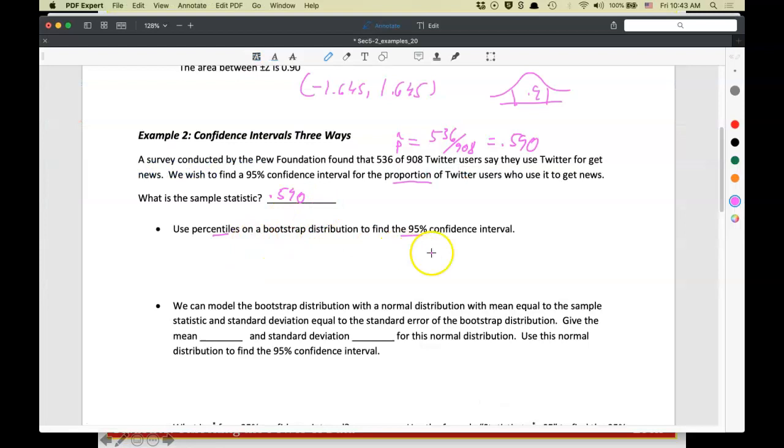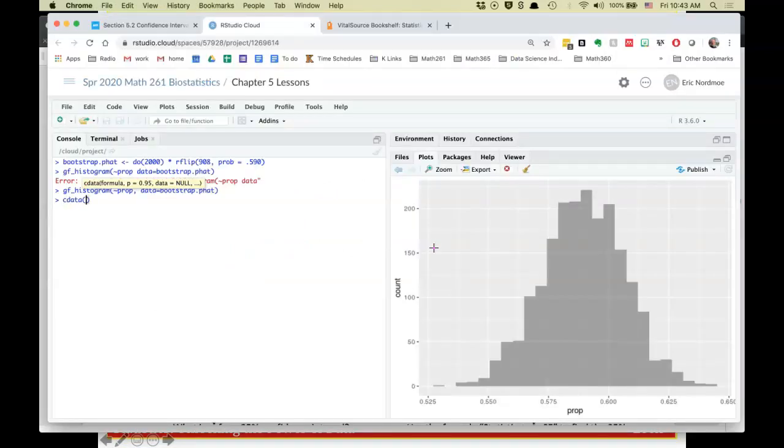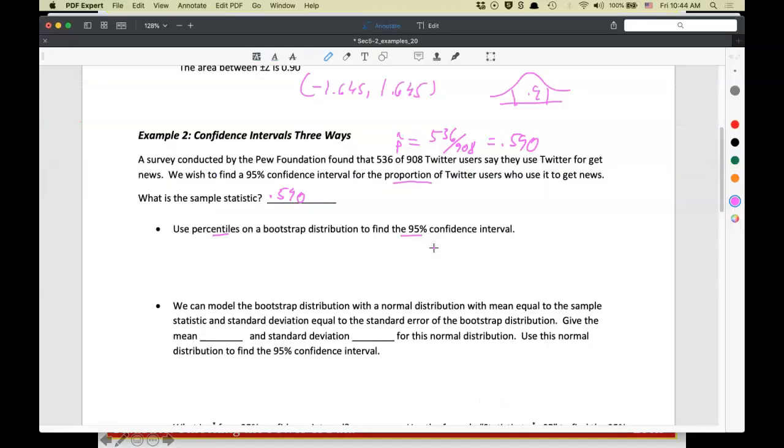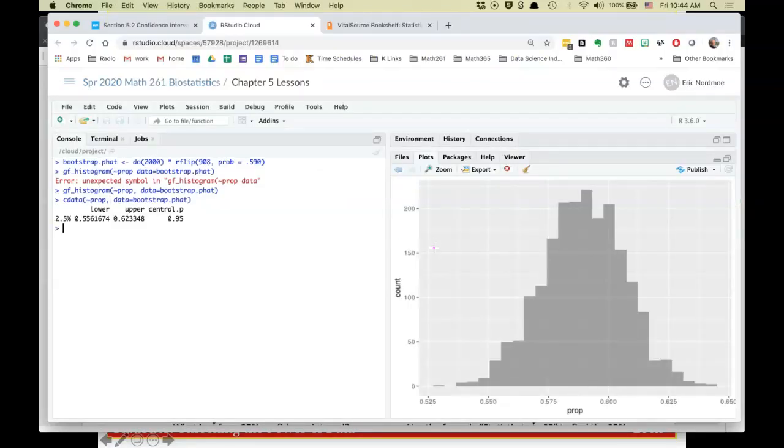And now in this case, we wanted to use the percentiles from a bootstrap, so we'll use cdata of that, and I can just do some shorthand here and use that, and then by default we'll get the 95% interval. So I guess we can specify it precisely. P equals 0.95, and we get this interval 0.556 to 0.623.